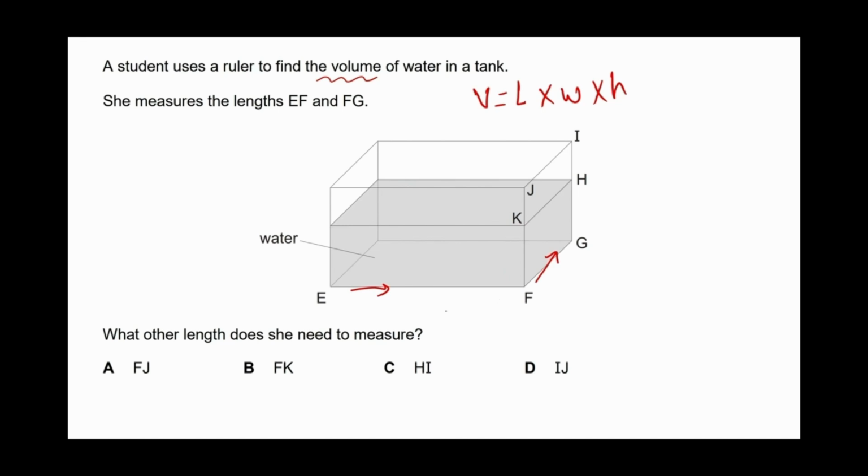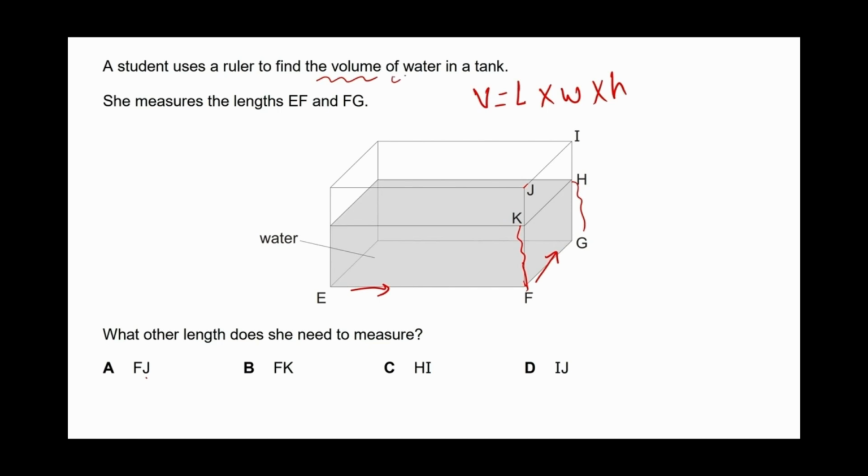Look here. This is the length. This is the width. Where is the height? The height can be FK or GH. Okay. GH is not here. FK is here. What about FJ? FJ is from here to here.